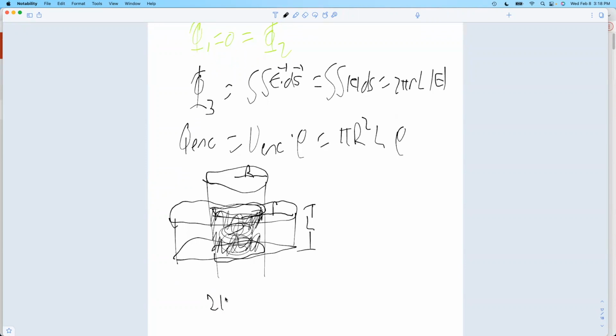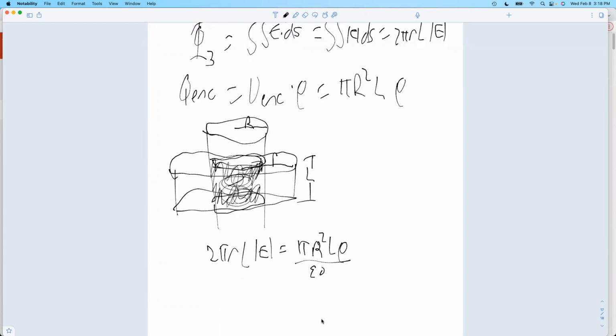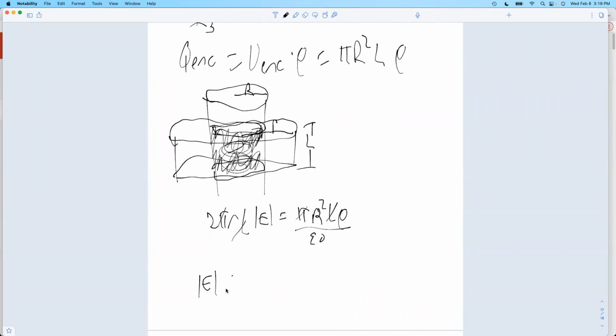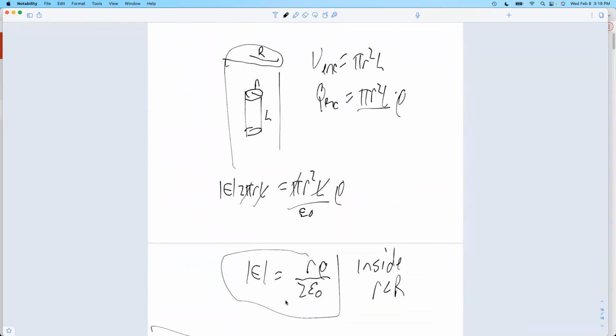So now putting all this together, 2 pi r L magnitude of E equals pi capital R squared L rho over epsilon naught. You got to keep your little r and your big R separate. They mean different things. The L's cancel. The pi cancels again. And we get magnitude of E is capital R squared rho over 2 little r epsilon naught. I'm just staring at that, making sure that's correct. Make sure I didn't miss anything. What did we get up here?